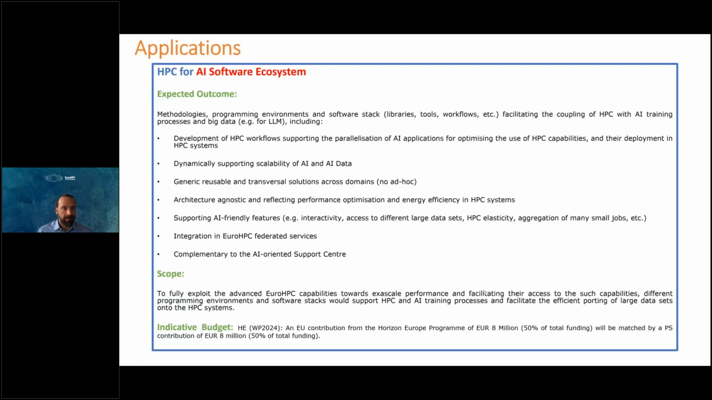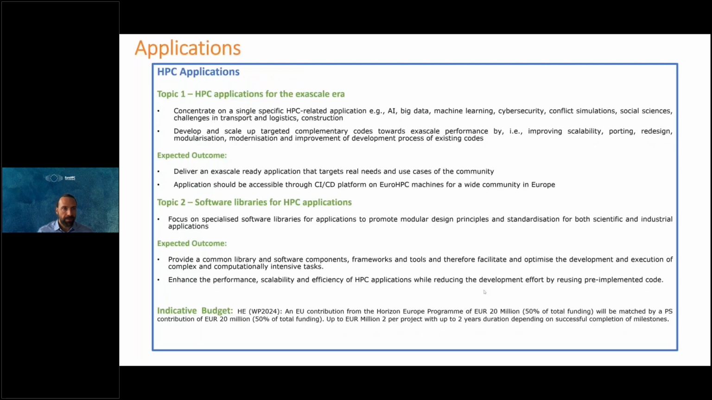HPC applications for the exascale era. So, applications is a topic where we receive continuous feedback from our stakeholders, from our advisory groups, from our communities, that this is a very important, very critical area to develop the HPC ecosystem in Europe.